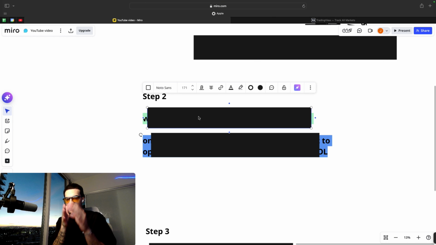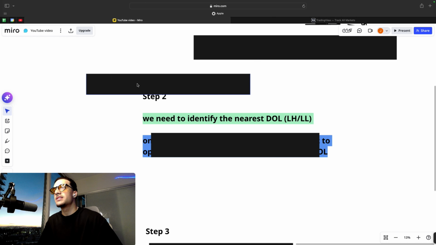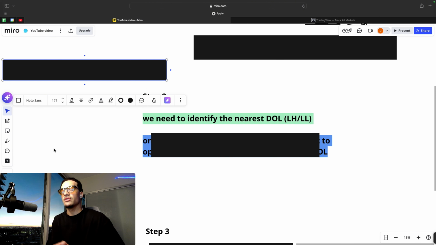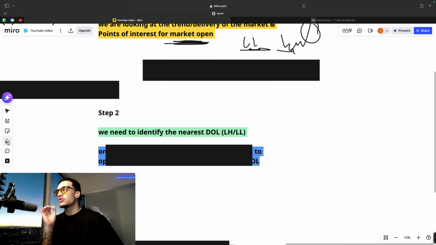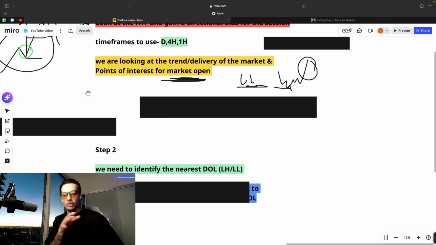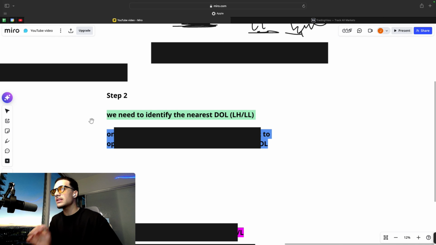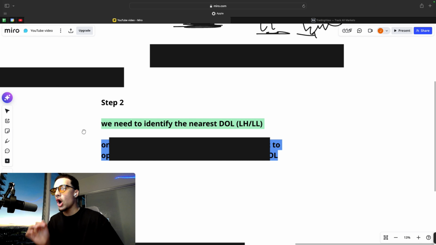So step 2 is also very important. Again, they all feed into each other together. So step 2, we need to identify the nearest draw on liquidity. So this ties back into this part here. So not only point of interest, right? Because a point of interest could be whatever, a gap needs to be filled. That could just be very generalized. Okay. The second step is we need to identify the nearest draw on liquidity.